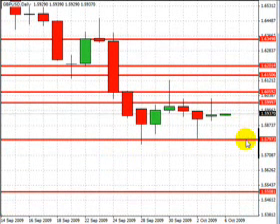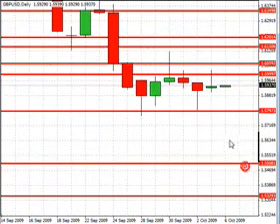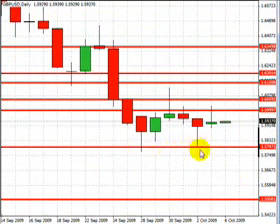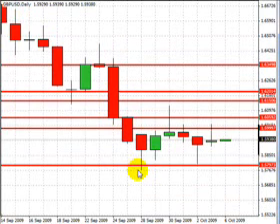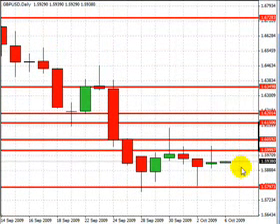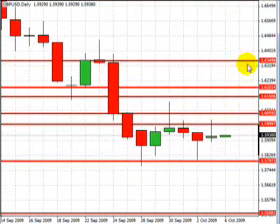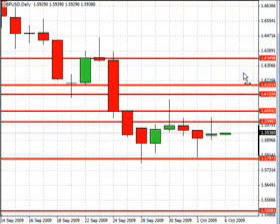First level of support for the pound could be found at 158, followed by 155 and 153.30. We mentioned over the last few days that this 158 level is going to be a major area of support for the pound. So we really have to break and close below that level to see further dollar gains. Above 159.38, we're going to see first level of resistance at 160. Above 160, we'll have 160.50, 161.50, and 162, and finally 163.50.